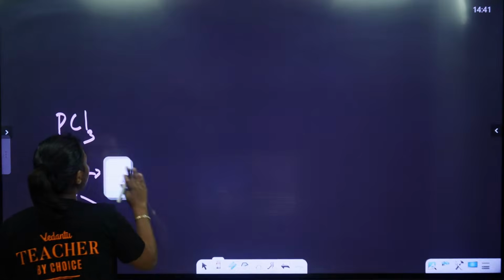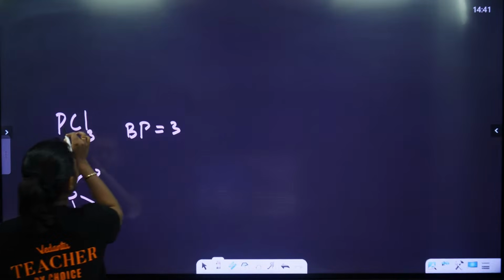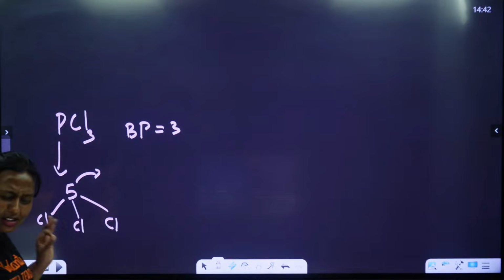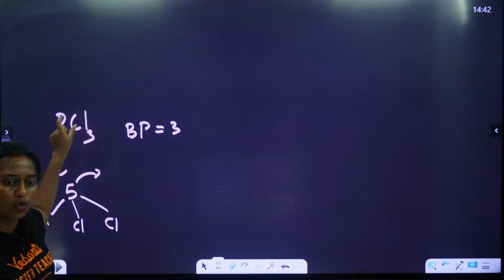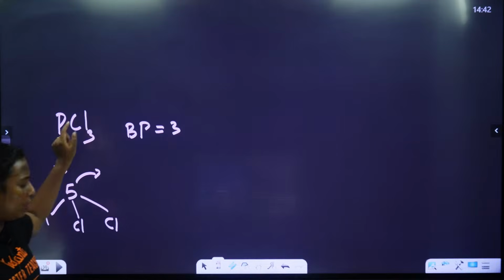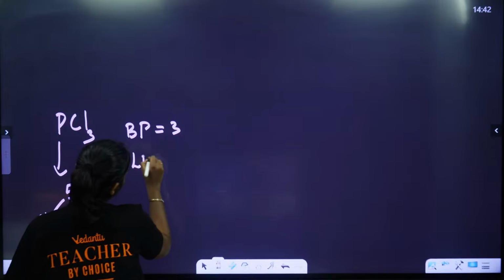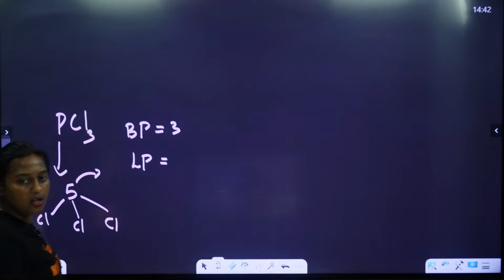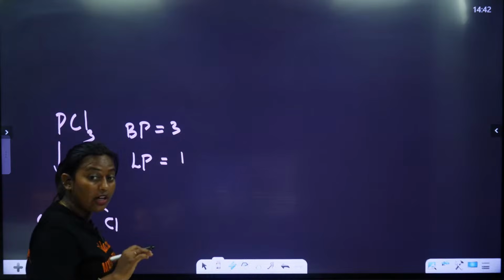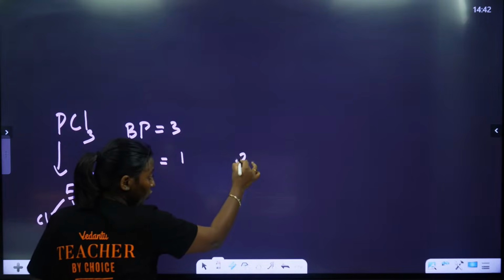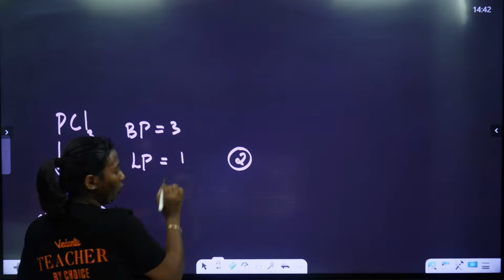Here you can see the bond pair is 3 because phosphorus is bonded with 3 chlorines. Simply check how many atoms phosphorus is bonded with, and write the bond pair as 3. What is the lone pair? Lone pair means non-bonding electrons, but we consider them as a pair. So the lone pair is 1.